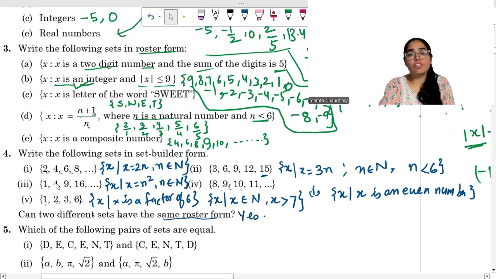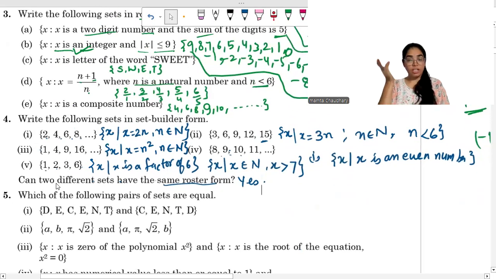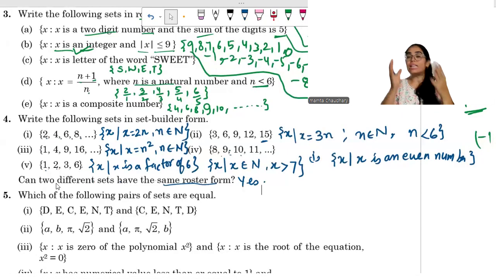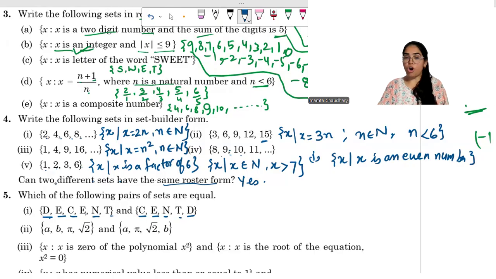Now next, which of the following pairs of sets are equal? If you remember, yesterday we discussed what equal sets are. If all the elements of one set are the same as all the elements of the other set, then we can say that both sets are equal. Here we have D, here E, C, yes C. E repeated we never count. N, and T, yes T. So all the elements of this set are in the other set, so these two sets are equal.